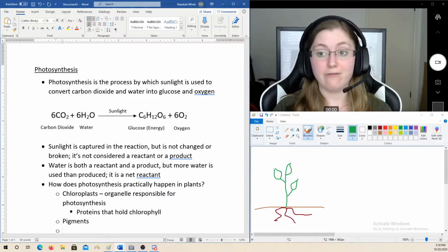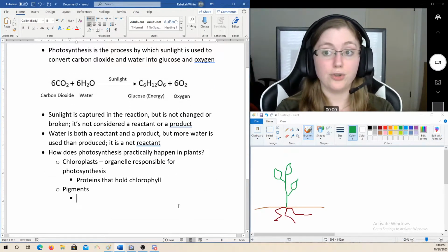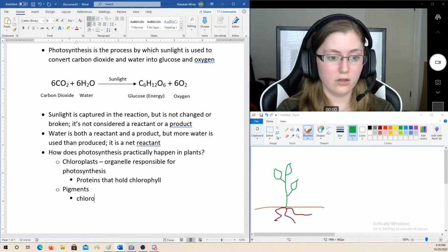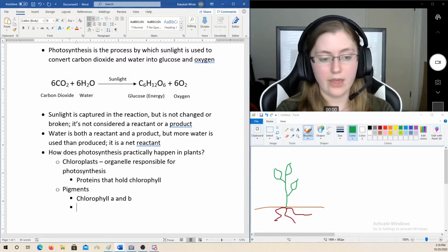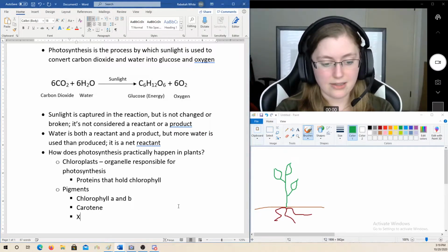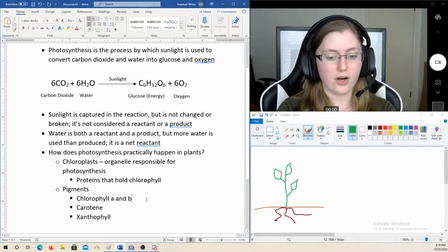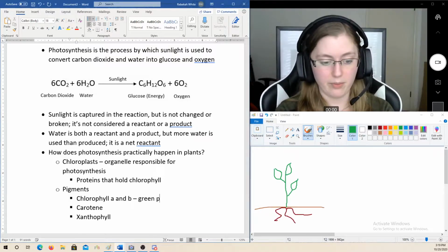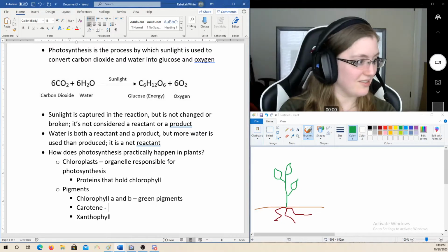There are actually 4 different pigments that are most often involved. There are 2 types of chlorophyll, chlorophyll A and B. And then there is carotene, or carotenoids. You might hear it called a carotenoid. And then there is xanthophyll. So chlorophylls are going to be the green pigments. And then anybody have a guess?